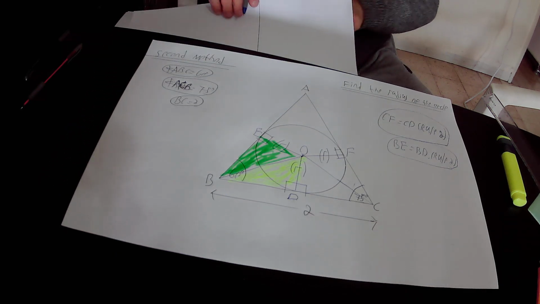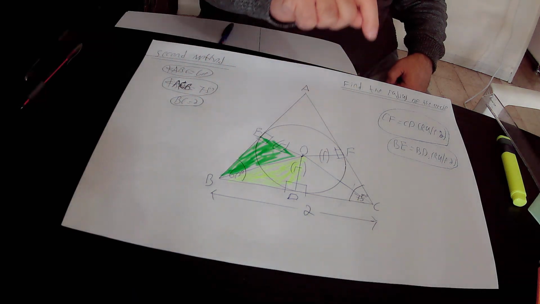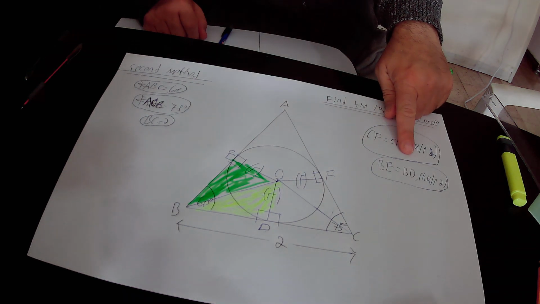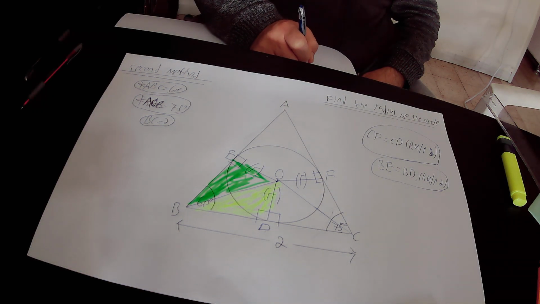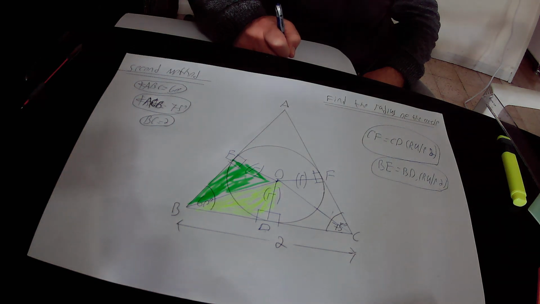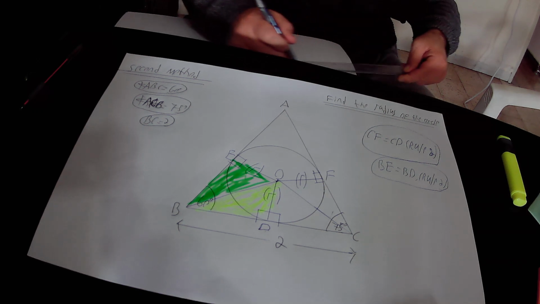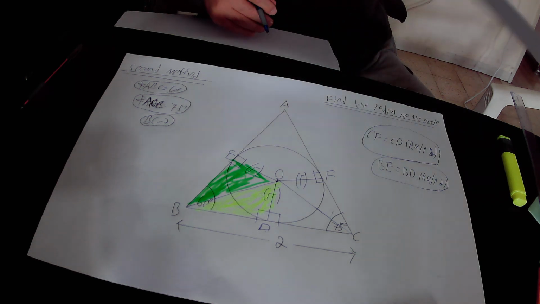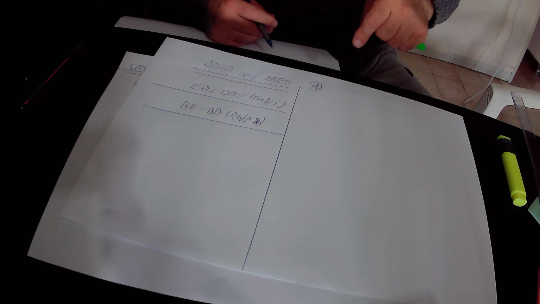In addition, BE equals BD according to rule number 2. Side BE of the green triangle equals side BD of the yellow triangle according to rule number 2.